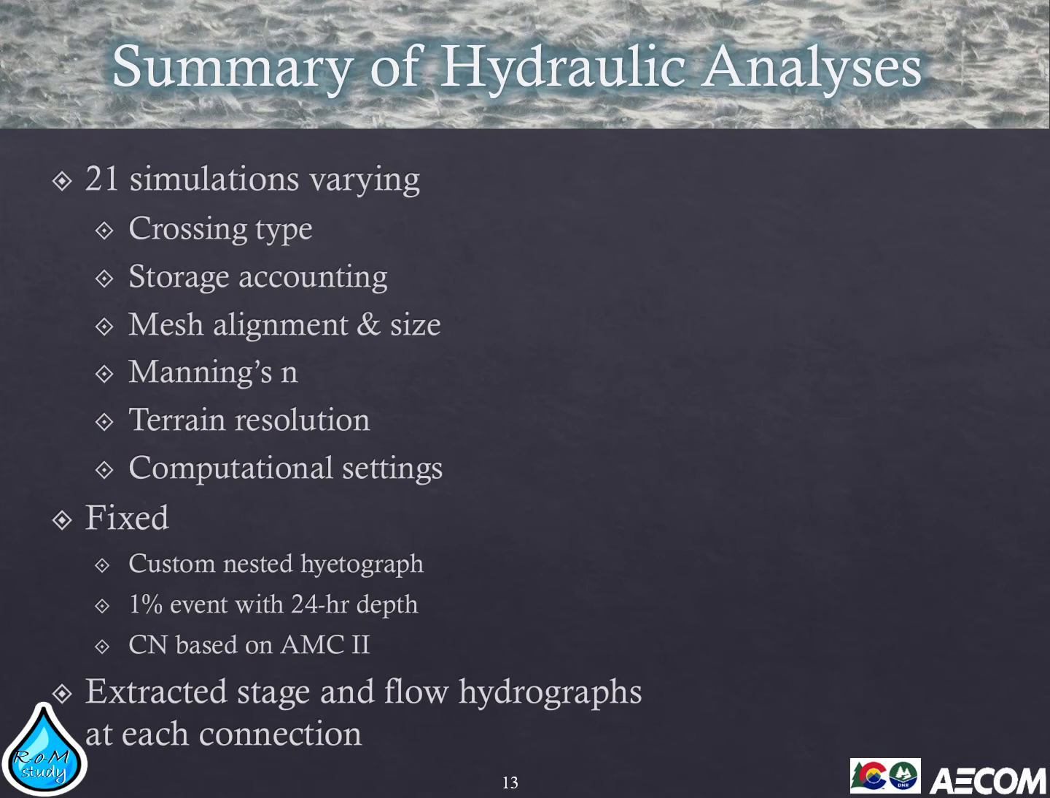This slide summarizes the hydraulic variations that were conducted as part of this study. So there were 21 different simulations conducted, and we varied the crossing types, such as a culvert or bridge, the storage and how that was accounted for, the mesh alignment and cell size, the Manning's n roughness, the underlying terrain resolution, and the computational settings. Now, what was held constant across each of these simulations was that a custom nested hydrograph was used, and it always used the 1% event with a 24-hour depth and an assumed curve number that was based on the antecedent moisture condition. And we extracted the stage and flow hydrograph information at each of the 18 connections in the model.